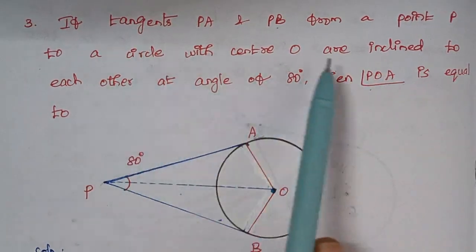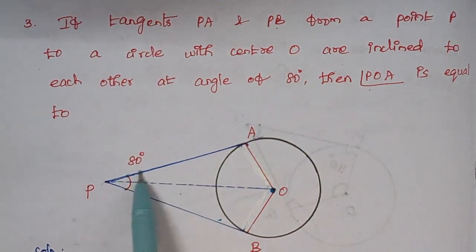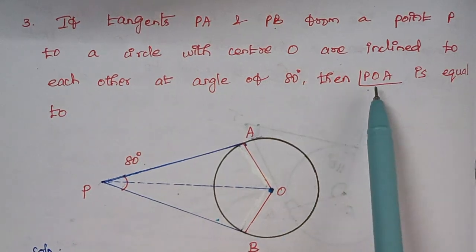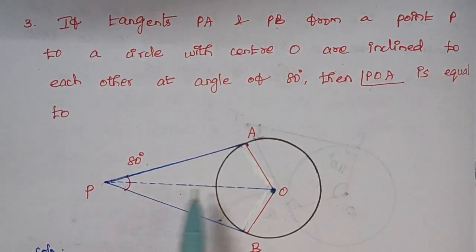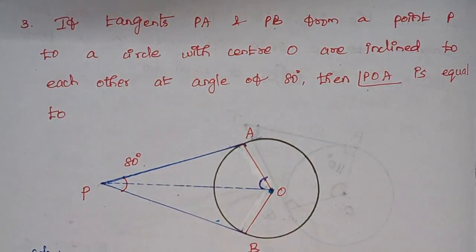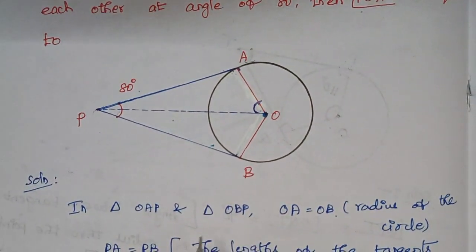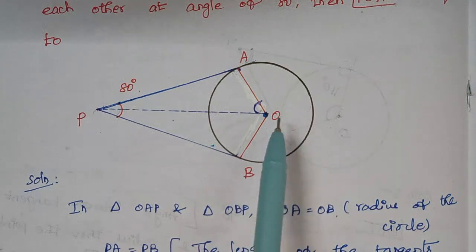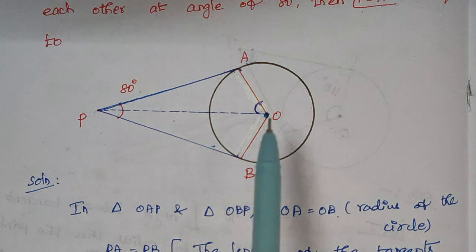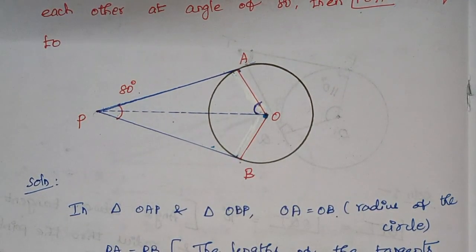Here the tangents are inclined to each other at an angle of 80 degrees, so the angle between the tangents is 80 degrees. We have to find the angle POA. As usual, we are considering this as two triangles, one as OAP and another one as OBP. In this case, OA is equal to OB. Why? Because they are the radii of the circle.